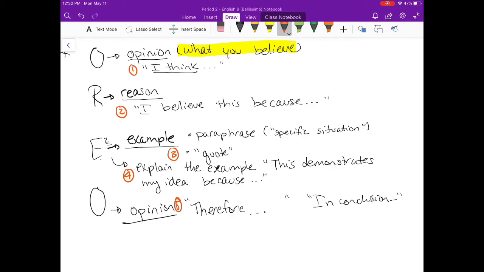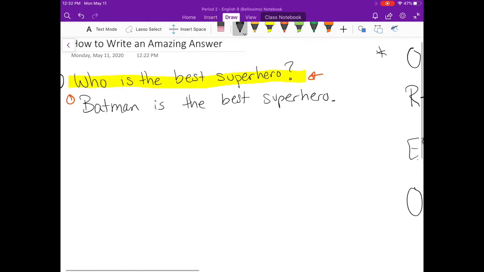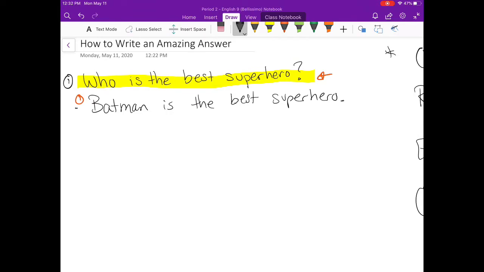And the sentences each have a purpose. So you're not just starting off on a tangent, starting to talk about why you think Batman is the best superhero and then end up talking about the grilled cheese sandwich that you ate yesterday, right? We're staying on topic. And this is the best way to do it.